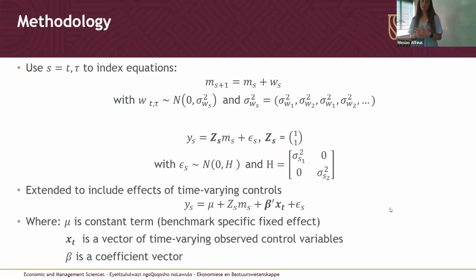Just to make indexing a bit easier, we can let s equal t and tau, and then we end up with the following dynamics. We can also extend our model to include some time varying controls, as benchmarks are influenced by economic factors like policy rates, credit, and liquidity. We do this using this bottom observation equation, where we have a constant term mu, which can be the spread between LIBOR and the AR, x_t being the policy rate or credit default swaps that we want to include, and then another coefficient vector that we need to estimate in the process.